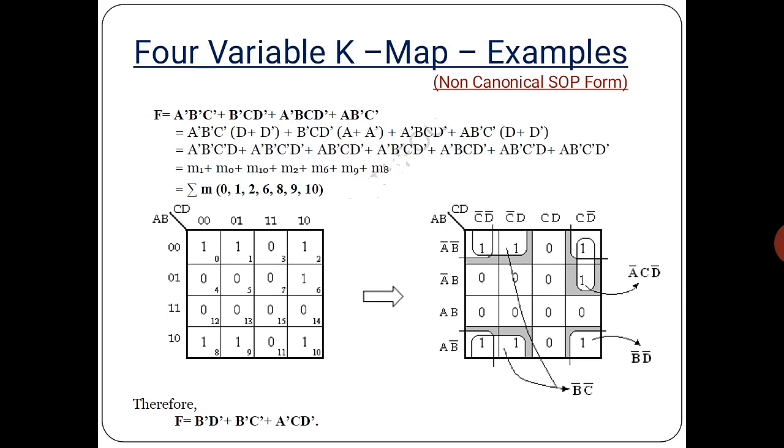In this particular case, 0, 1 and 8, 9 will be grouped as a quad, and the common variables will be B bar and C bar. Now the second quad group will be 0, 2 and 8, 9, and it will be B bar into D bar. And the pair grouping has the common variables A bar into C into D bar.